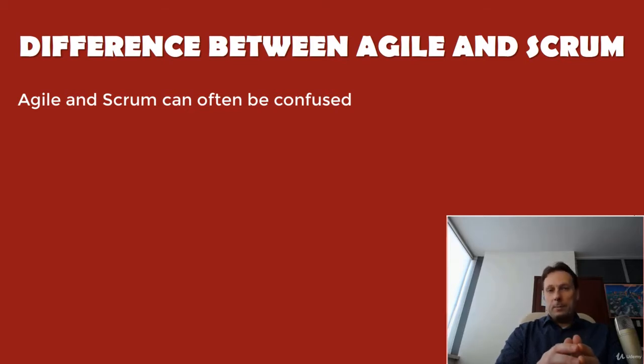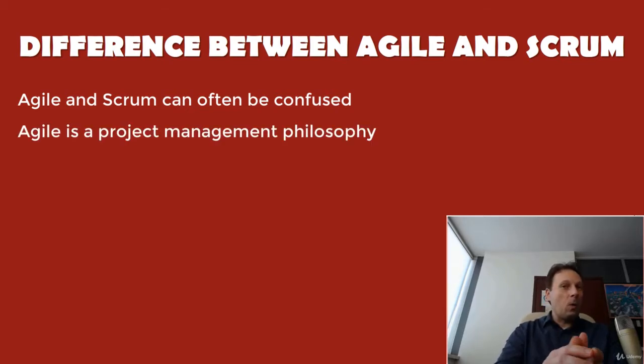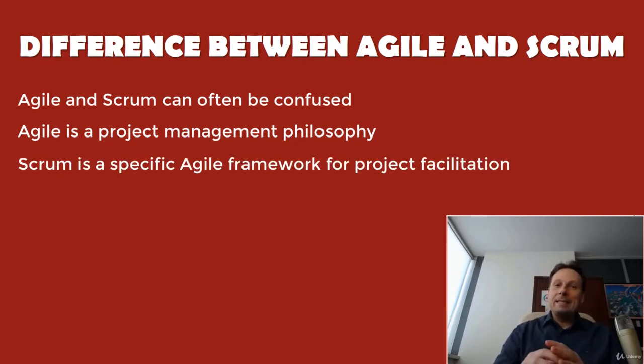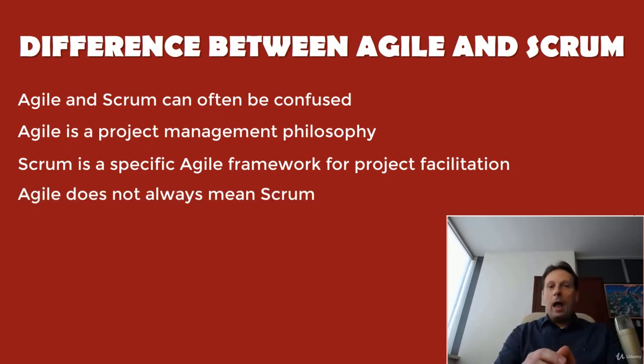The key difference between Agile and Scrum is that while Agile is a project management philosophy that utilizes a core set of values and principles, Scrum is a specific Agile framework that is used to facilitate a project. It is important to remember that although Scrum is an Agile approach, Agile does not always mean Scrum, because many different methodologies take an Agile approach to project management.